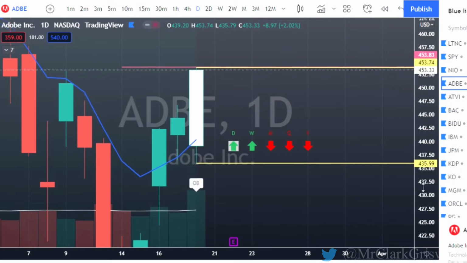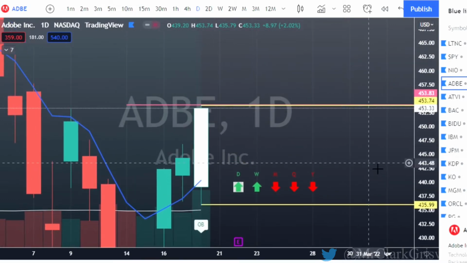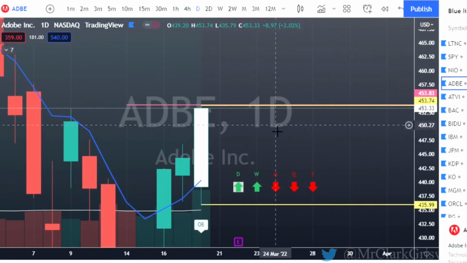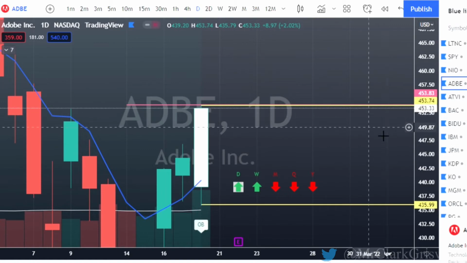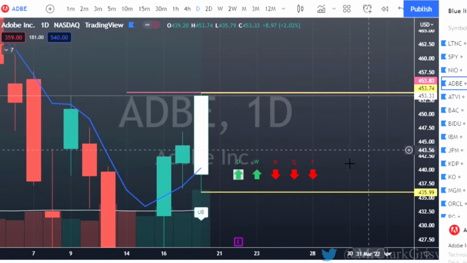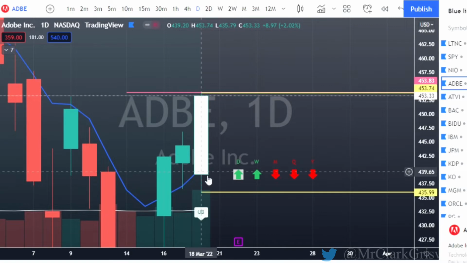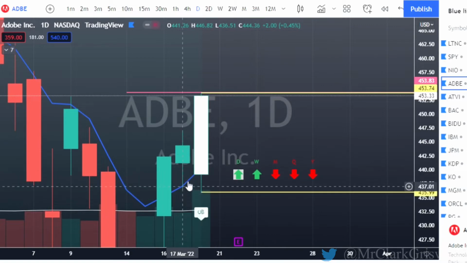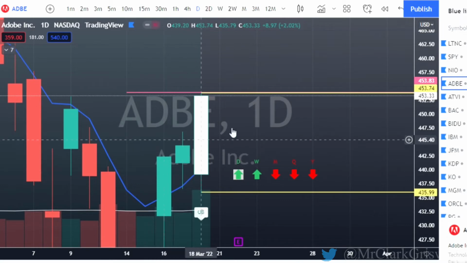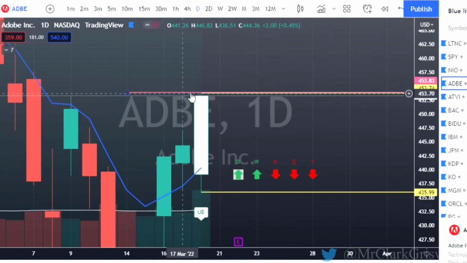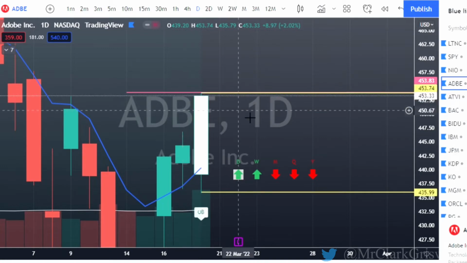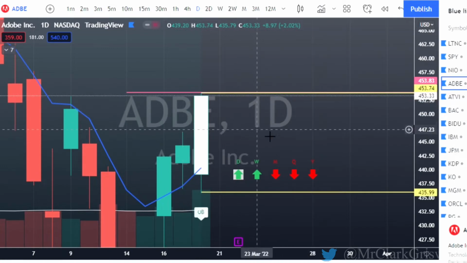First one on the list is Adobe, ADBE. We have an outside bar, so we can take calls at 453.74 or puts at 435.99. Outside bar just means that we broke the low of the previous bar and the high of the previous candle, okay? We also have this trigger here on the weekly, this pink line. So we'll see how Adobe plays out tomorrow.